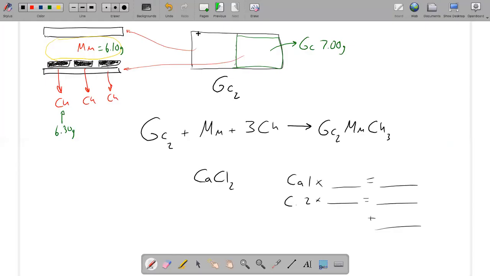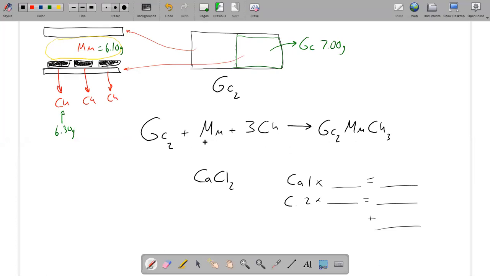Yeah, so the equation is you got GC2 that represents that this graham cracker is diatomic. So the 2 pieces of graham cracker is actually one unit, a single marshmallow, and 3 pieces of chocolate. And together that makes, like in a synthesis reaction, this one s'more cookie that is composed of 2 pieces of graham cracker, a marshmallow, and 3 pieces of chocolate.